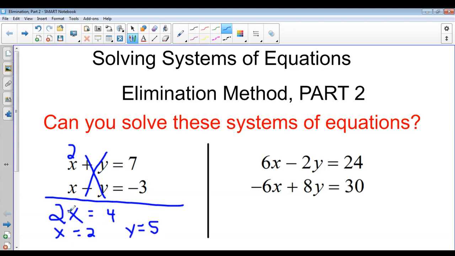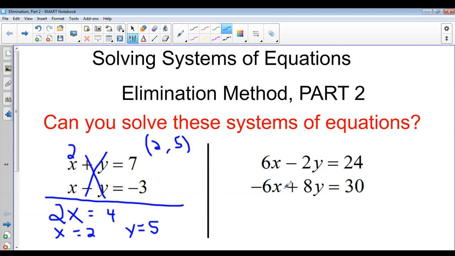And we know that we need to go down here and just make sure. X is 2. 2 minus 5 is negative 3. Yeah, that's correct. And we always need to make sure that we write our answers as an ordered pair. So the answer for that one is (2, 5).